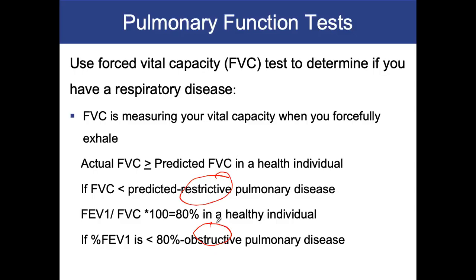And so normally you'd be able to get out 80% of your maximum by forcefully exhaling. When you have an obstruction, you can't get out 80% of max because those bronchi or trachea are too inflamed or constricted. And so an example of this would be asthma, bronchitis, something that's going to affect the trachea and the bronchi.